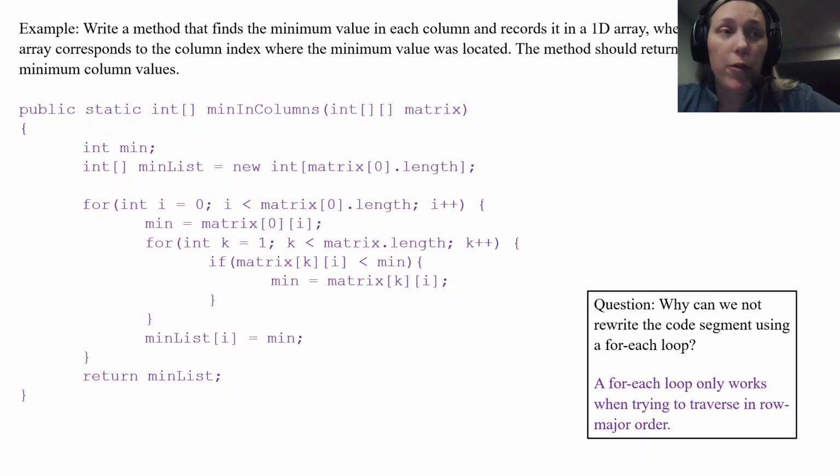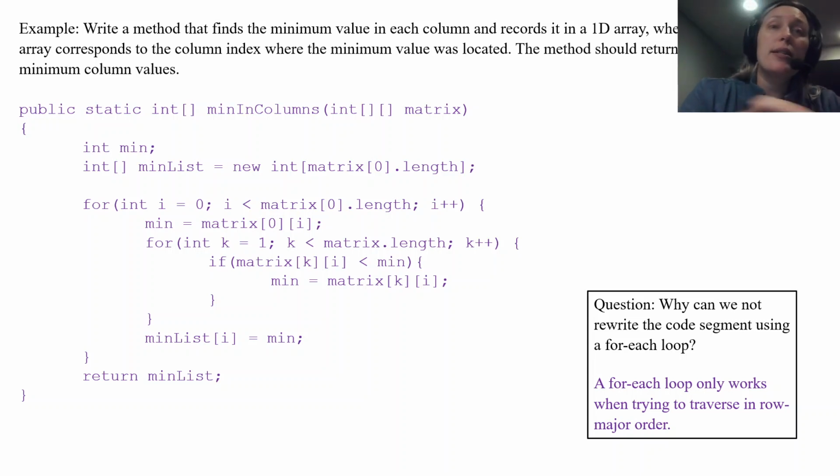So you can't write a for each loop any other way. So in this example, we wanted to go through by column. And there's no way to write a for each loop to go through columns. You can only go through rows. Okay. The second reason, remember we said that for each loops are good for accessing, but they are not good for modifying or for remembering location.